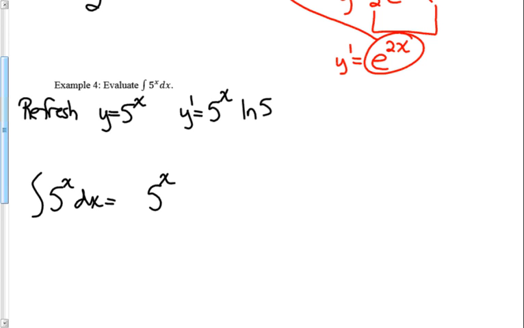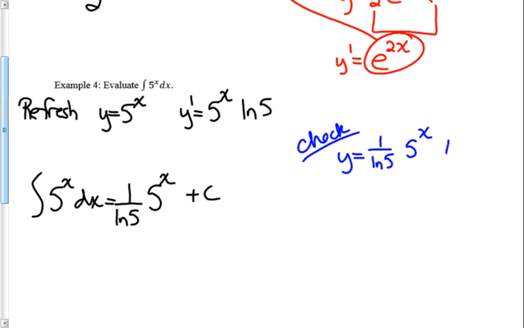Now, when I take the derivative of 5 raised to the x, I get 5 raised to the x times natural log of 5. I don't have a natural log of 5 in my initial problem, so that means I need to multiply by 1 over natural log of 5. So again, let's give it a check. So y I'm saying is equal to 1 over natural log of 5 times 5 raised to the x plus some constant. Let's take our derivative.